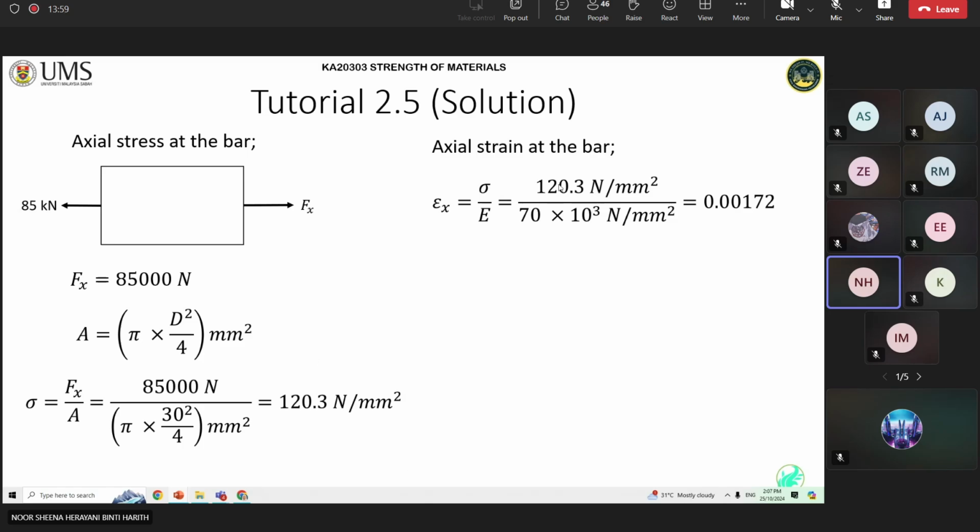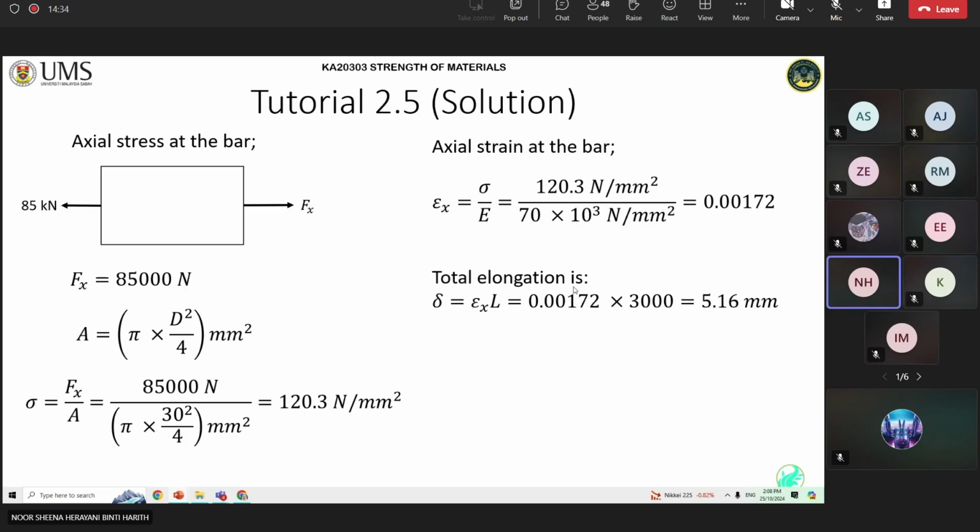Sigma is from here, 120.3 Newton per mm square, divided by E. Because it's aluminium, you have to check the question, or you can get it from the table. If the question provides you the value, you just put in the value. So here sigma divided by the modulus of elasticity equals 0.0017, with no units. So this is the axial strain at the longitudinal axis.